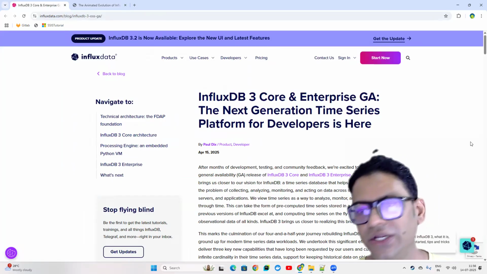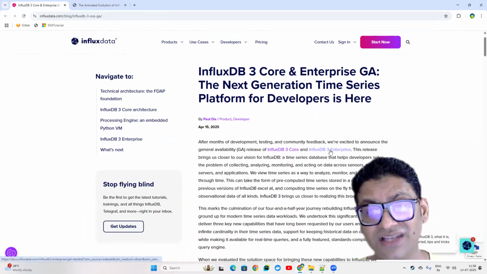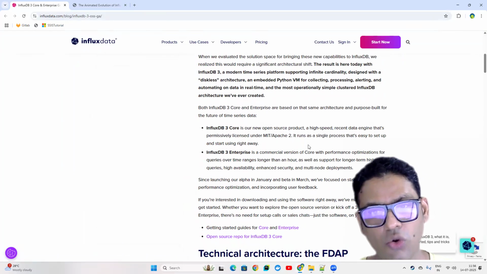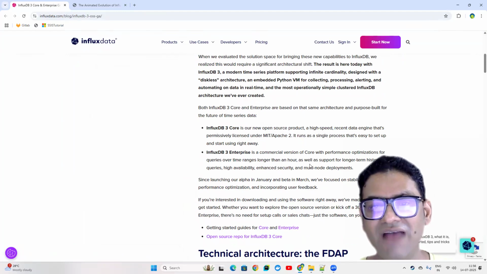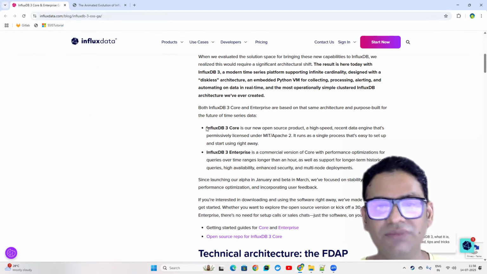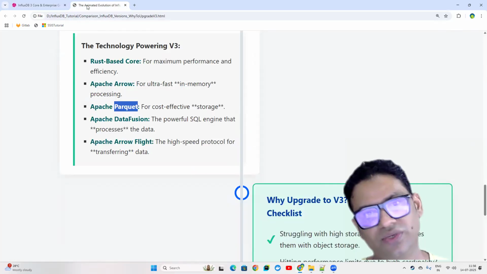You can also look into this website where they have InfluxDB Core and Enterprise. There are two versions. The Core is one where you can just set up locally. It's an open source one. Enterprise is one where we have a lot of production-like requirements. So if you are just playing with it, I think InfluxDB Core would be good enough, and that is what I will be using to build my YouTube tutorials.